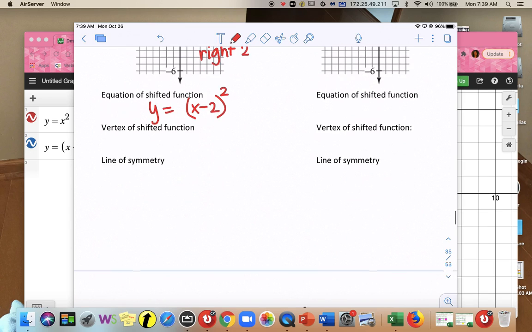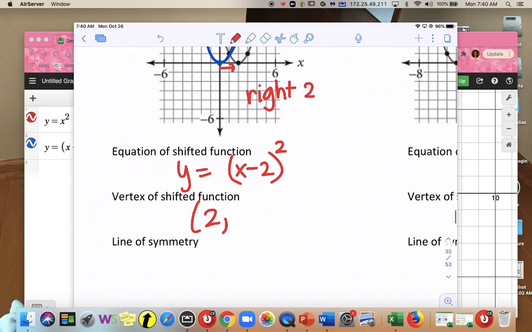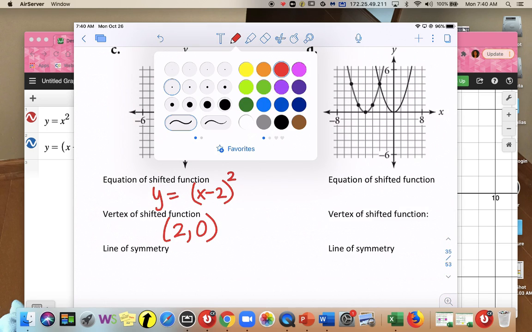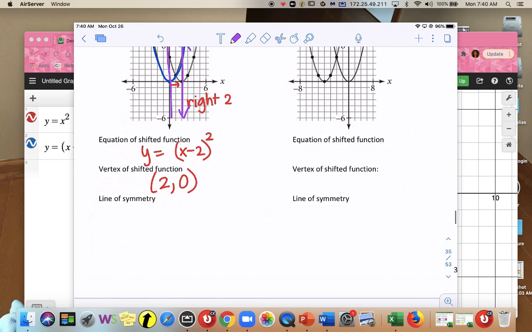And so the vertex of the shifted function now, I'm going to go to the right 2, but up 0. So 2, 0. Our line of symmetry changed here because it was at 0, but it shifted everything to the right 2. And so our new line of symmetry is x equals 2.